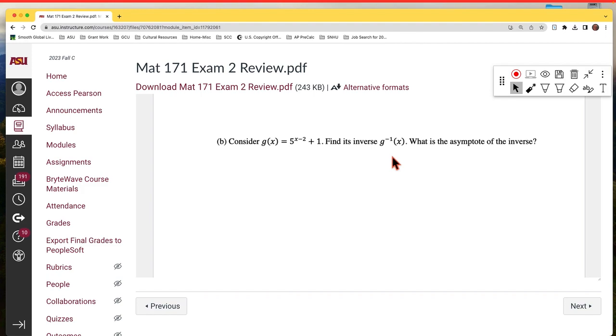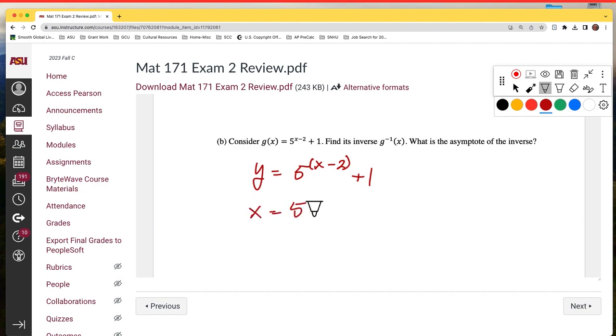So part of it. So yeah, let's do maybe one of these. So yeah, we can rewrite the original function as y equals 5^(x minus 2) plus 1. Remember, this is all up here. We switch the x and y to get the inverse. So this becomes x, the y becomes x, the x becomes y.